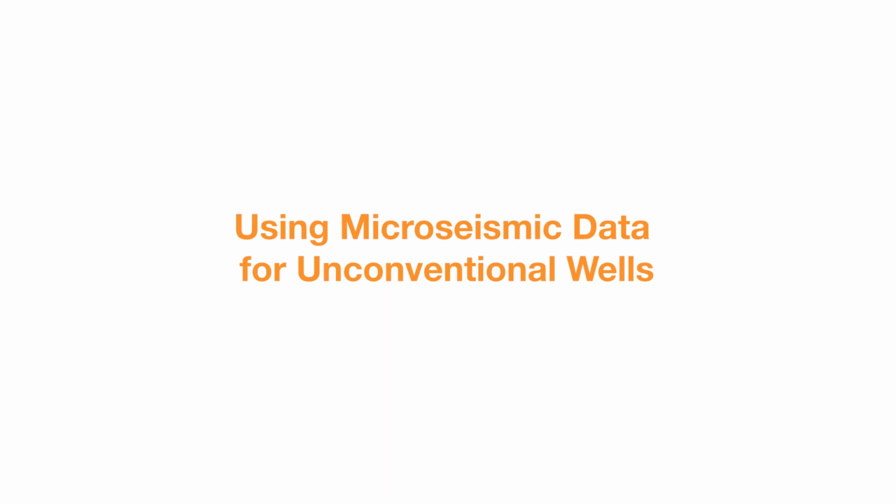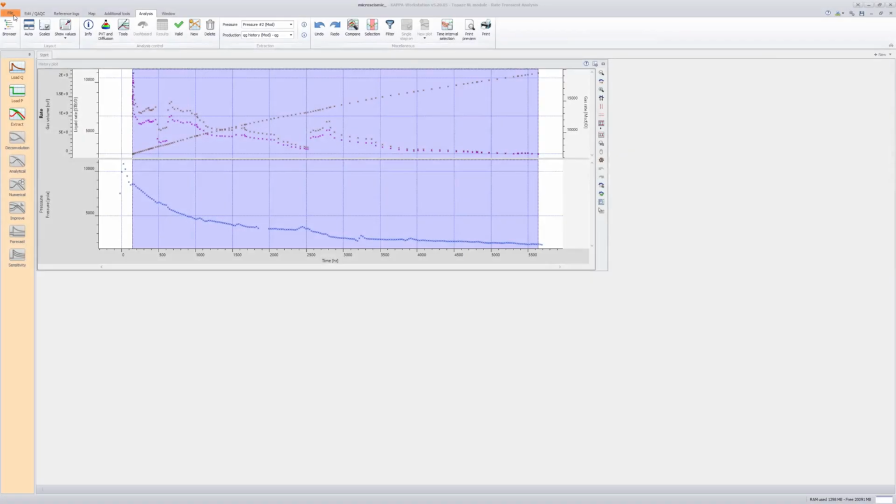Using microseismic data for unconventional wells. The objective of this example is to illustrate how microseismic event data can be interpreted in terms of fracture geometry along a fractured horizontal well and how it can be utilized in building a complex numerical model in Topaze.